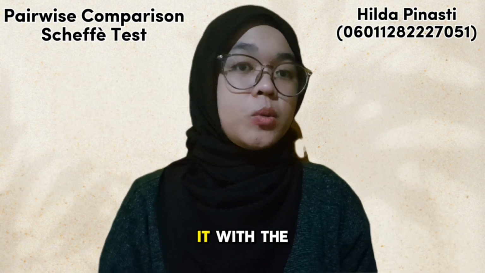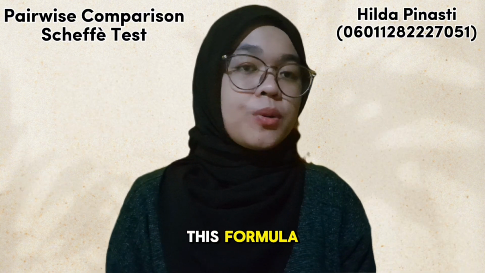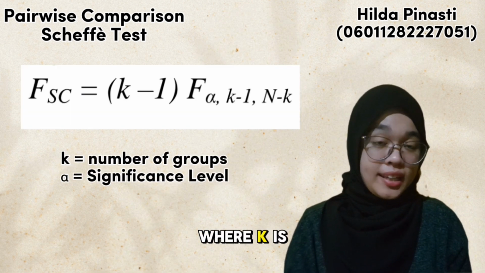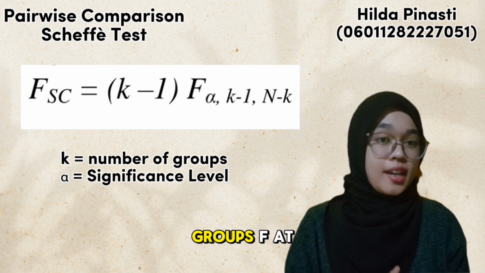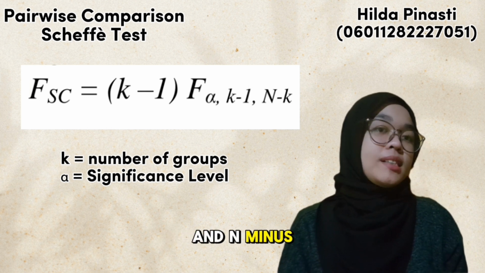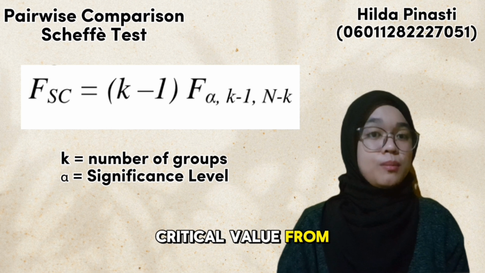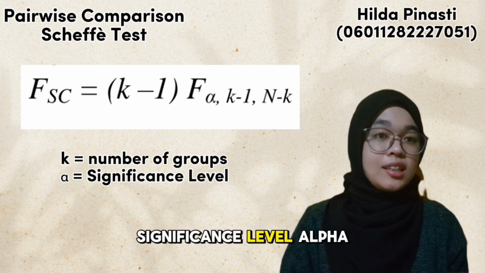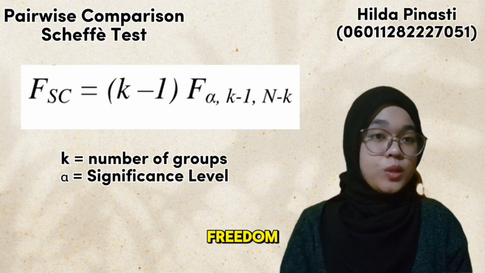Next, we compare it with the critical value using this formula. This is called Scheffé's critical F-value, where k is the number of groups. F at alpha with degrees of freedom k minus 1 and n minus k is the critical value from the F distribution table, depending on our significance level alpha and degrees of freedom.